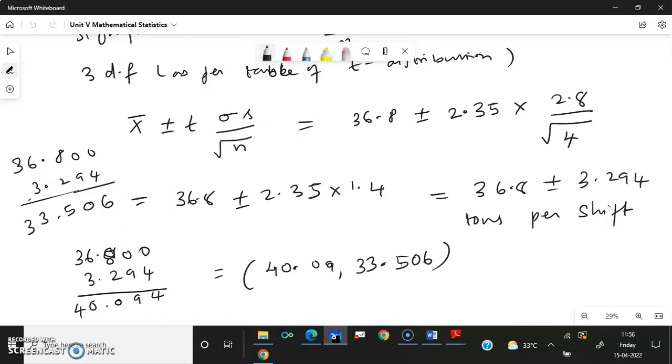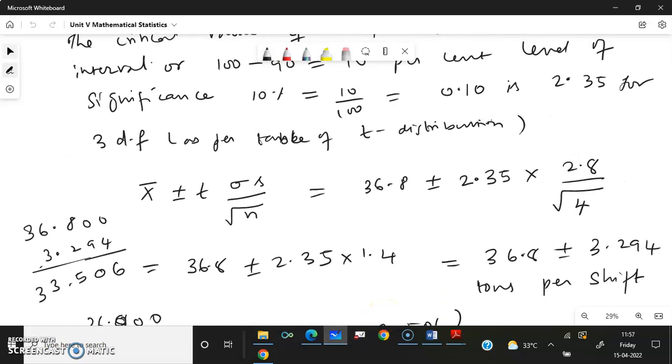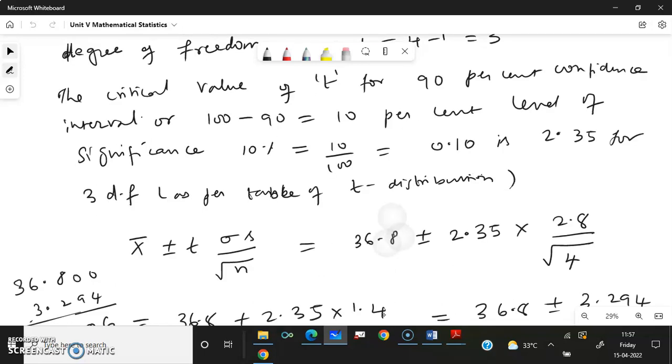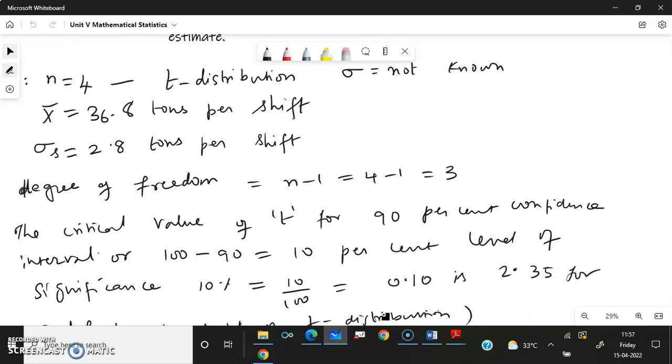So finally, what is the question asked? We'll go back to the question. Back to the question. One second, it takes a little bit of time. So what is asked, we should see, right? Construct a 90% confidence interval around this estimate. So we are estimating. Estimating what? Average quantity of iron ore.